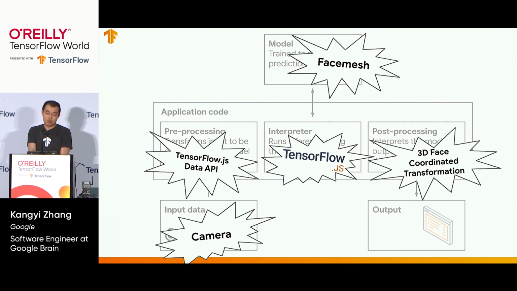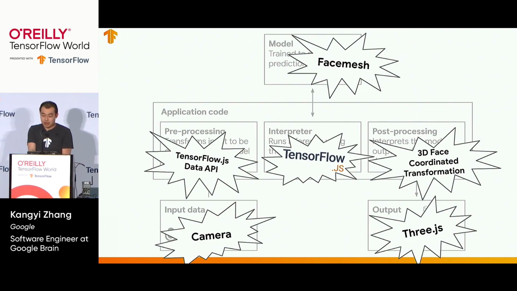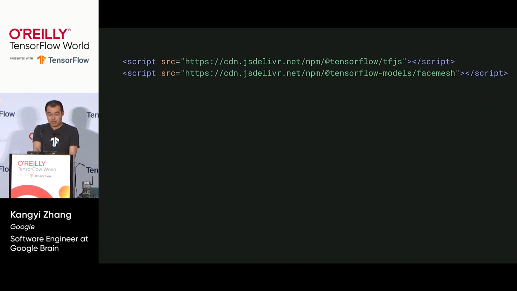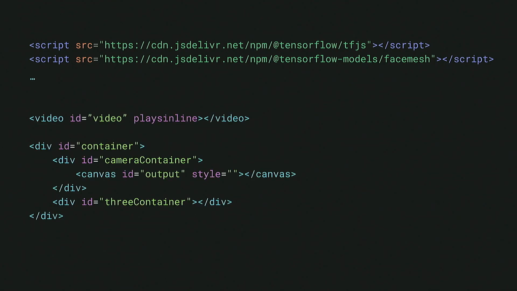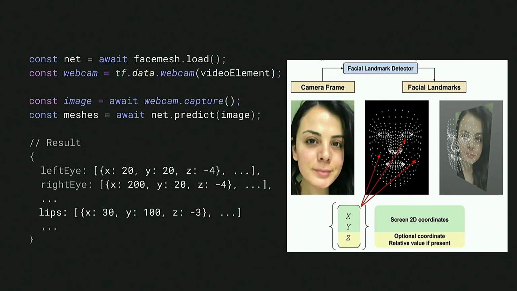And finally, we use Three.js to render the sunglasses in the browser. And now let's start coding it. In the HTML file, we started by loading the TensorFlow.js library and the face mesh model from our hosted scripts. Next, we add a video element to hold the web camera as input and another container to hold the rendered output.